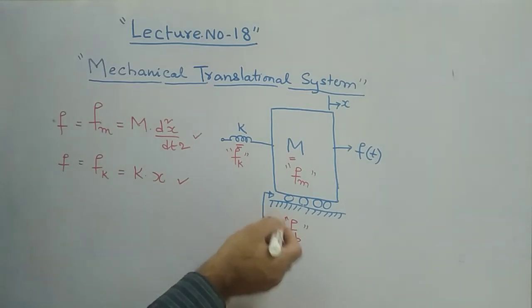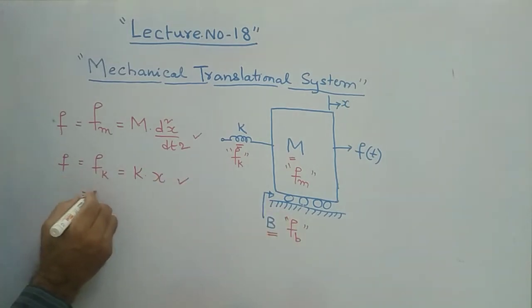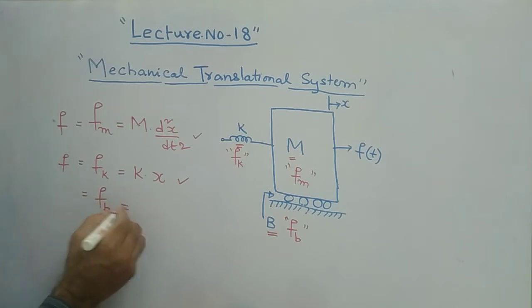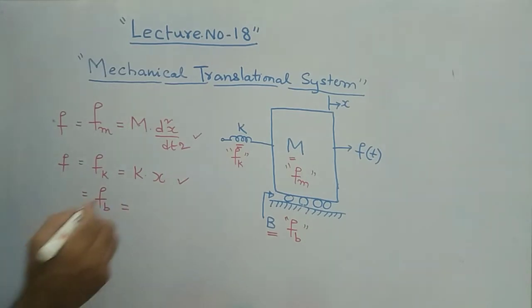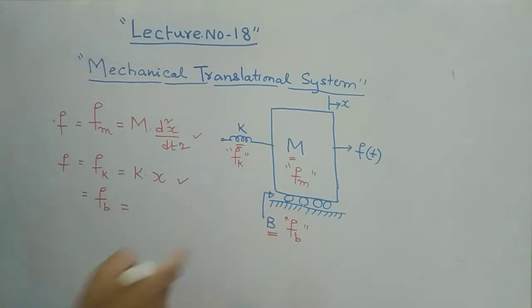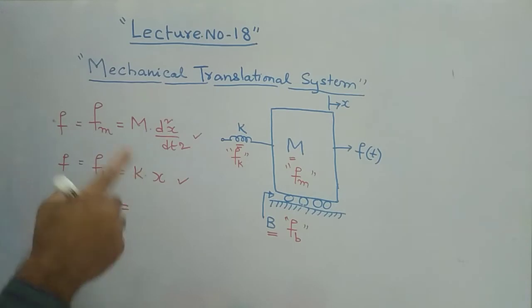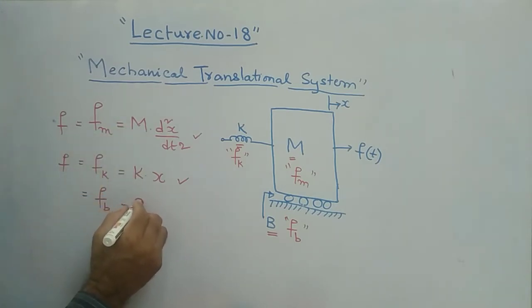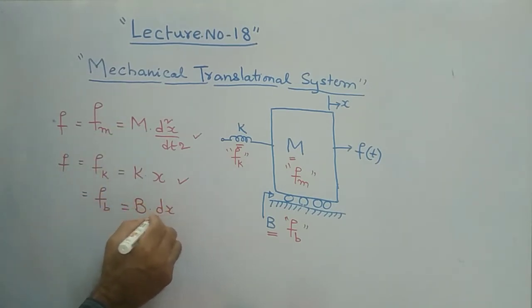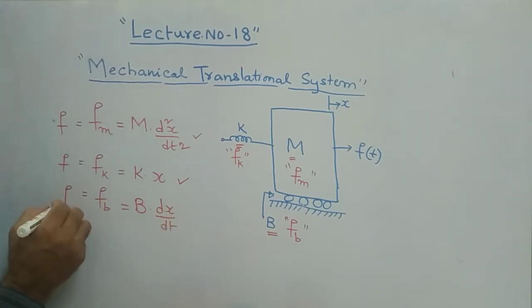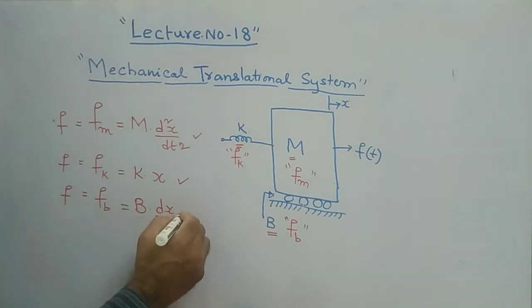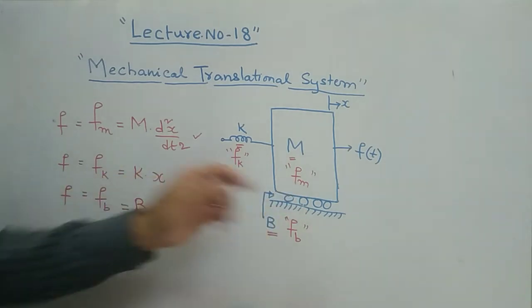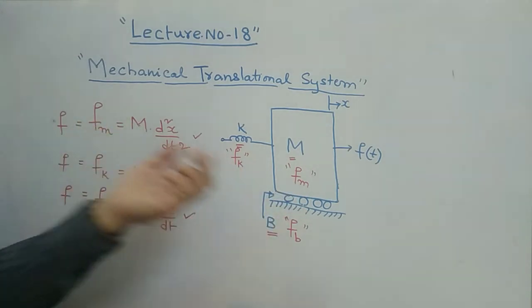Similarly, what is the Fb? This is F suffix b. This is the force offered by the dashpot element b, and the force offered by this dashpot element is directly proportional to the velocity. Velocity is nothing but dx by dt. So if you remove that proportionality, then you have b into dx by dt. This is what your F is.